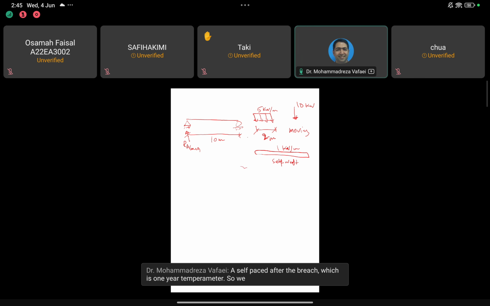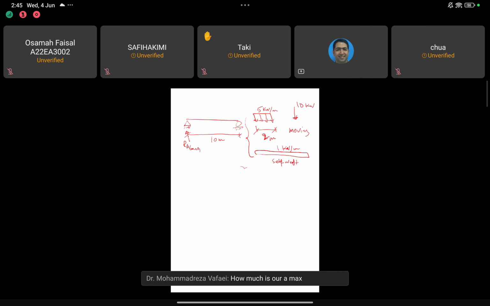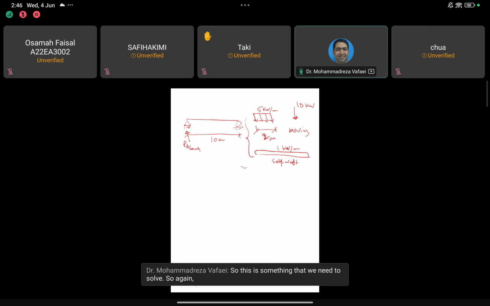So we want to know if these 3 loads are simultaneously applied to the bridge, how much is our RA max? So this is something that we need to solve. So again, the first thing that we need to do is to draw the influence line. So we draw the influence line, and we know the influence line starts from 1 and goes to 0. So this is the influence line of RA.